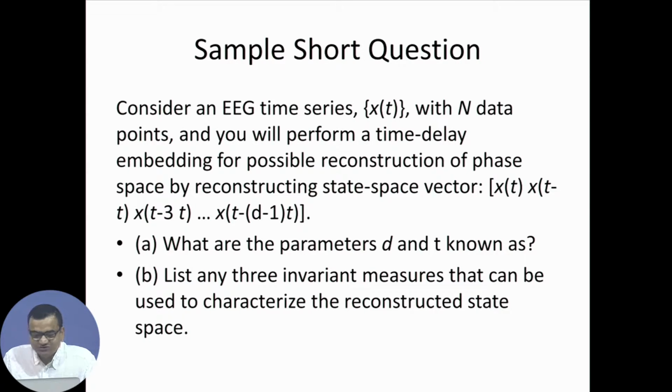Embedding dimension. You just have to remember the name. And what is tau? Time delay, right? Okay. And now list any 3 invariant measures that can be used to characterize the reconstructed state space. Entropy, Lyapunov exponent, very good. Correlation dimension. Okay, that's it. 10 marks.